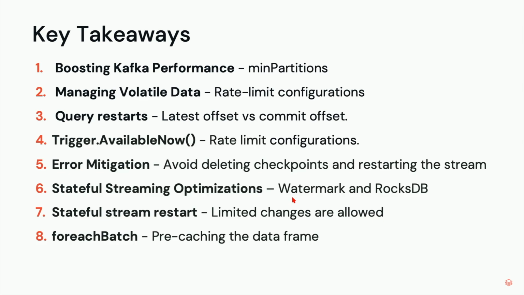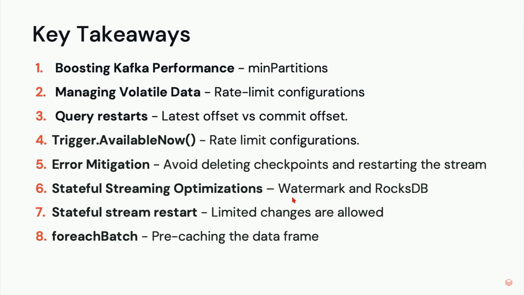Let's discuss the key takeaways. Remember one thing: if you want to boost your Kafka performance, think about minPartitions. And if there is volatility in the data, consider the rate limit configurations: maxOffsetsPerTrigger, maxBytesPerTrigger, or maxFilesPerTrigger. These are the rate limit configurations. When you're restarting a query with rate limit configurations, you have to understand the latest Kafka offset with the latest commit.